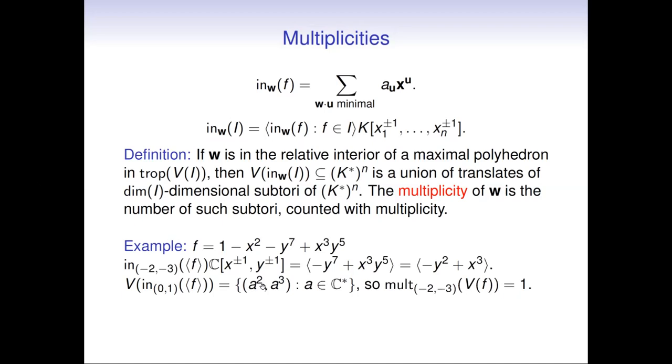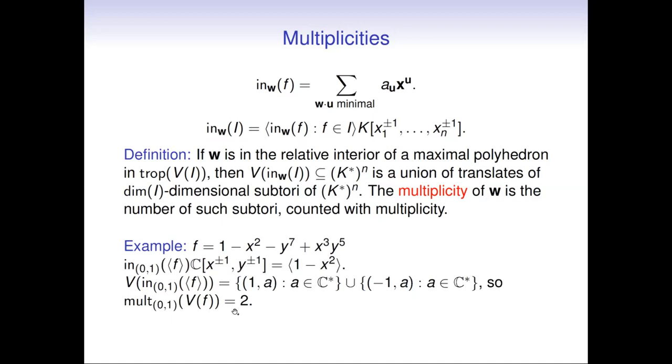Again, it's rational. We've just got a squared, a cubed, where a is in C star. And so that says this is one copy of the torus. It's just one subtorus, and so the multiplicity is one. So the fact that we're getting a one here is because we've only got one subtorus. Whereas in the previous example we had a union of two subtori, so we're getting multiplicity two.